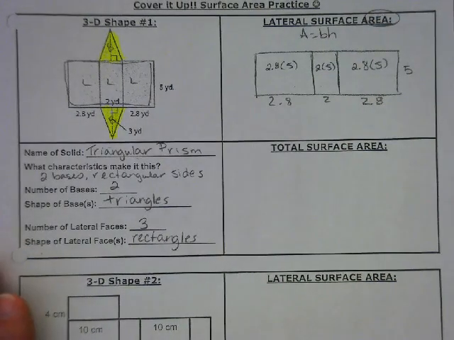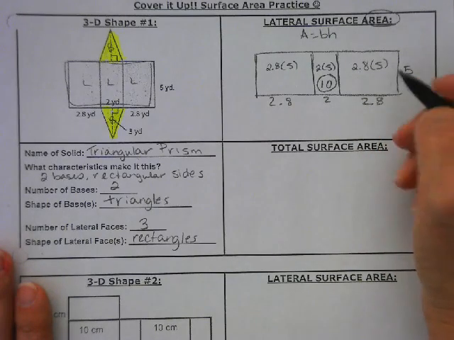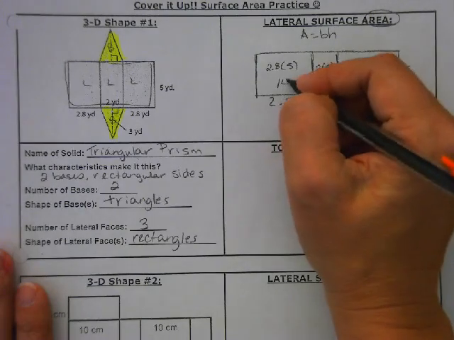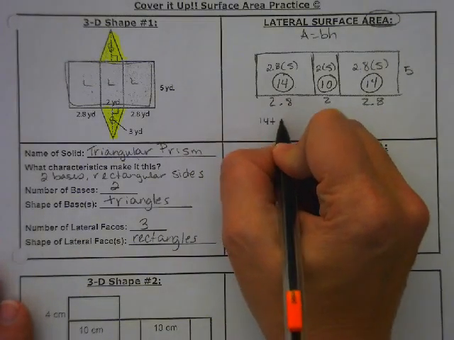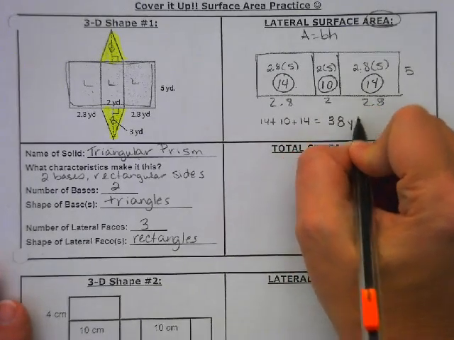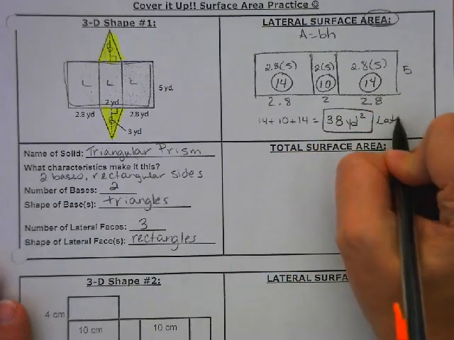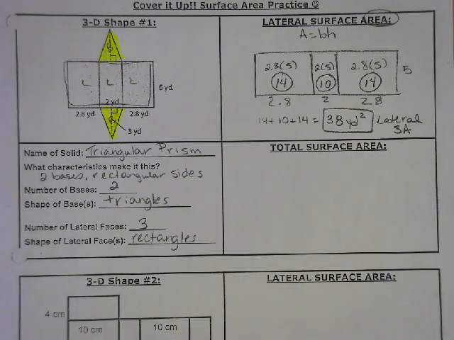Is there anyone who doesn't understand where those numbers came from? You can use your calculator. I know this one is 10. 2.8 times 5 is 14. 14. So I've found the area of all the pieces. What's the last thing I need to do? We're going to add them all up. So we're going to say 14 plus 10 plus 14 is 38. This happens to be yards squared. And that is your lateral surface area.